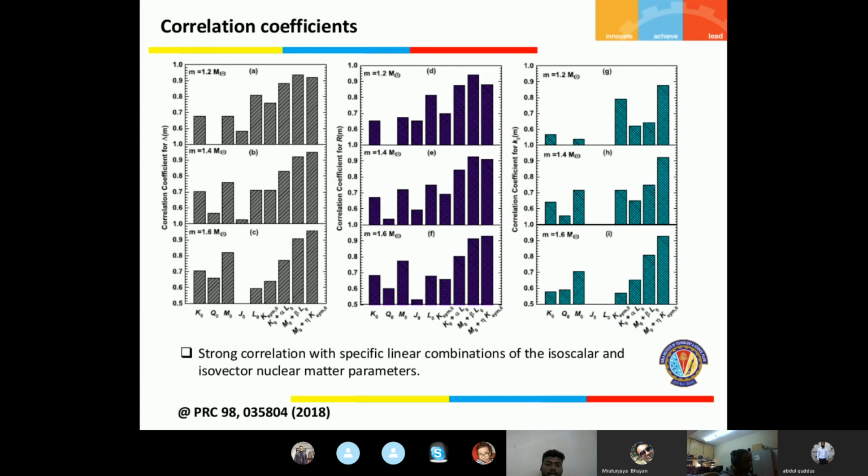But the linear combinations K0 plus alpha L0, M0 plus beta L0, and M0 plus zeta K0, these three linear combinations show very strong correlations in the mass range for 1.4 M solar. We have also seen earlier that neutron star properties should depend on both parts of the EOS.